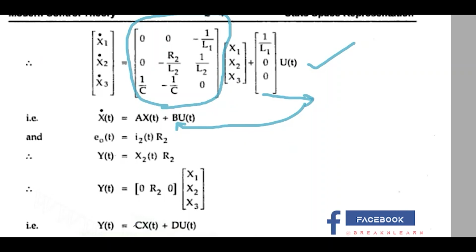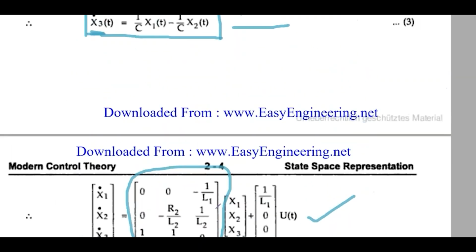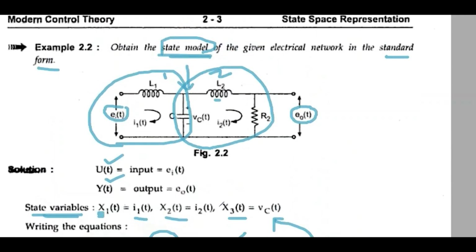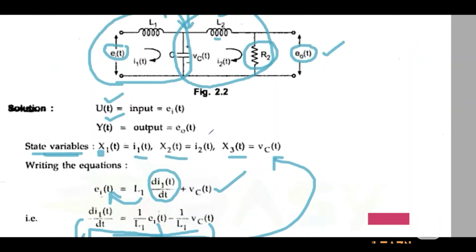Now I want the output equation. This is my output equation. Now I want y of t. To find y of t, I am taking the output, that is nothing but E0. E0 is nothing but the voltage across the resistance. This resistance, voltage across the resistance.